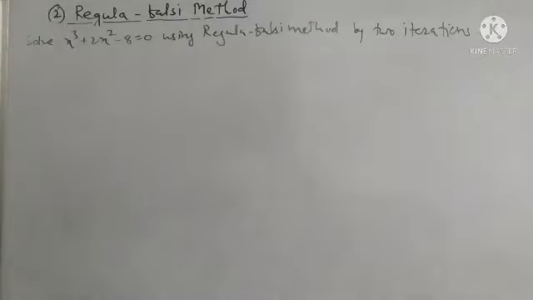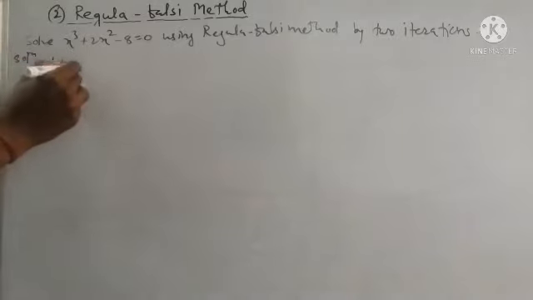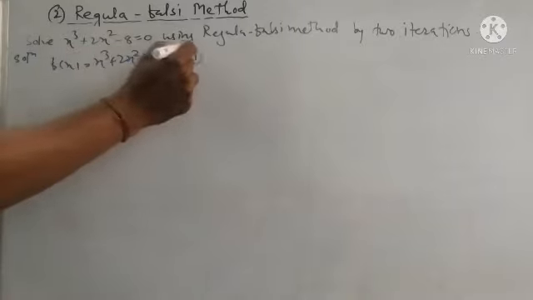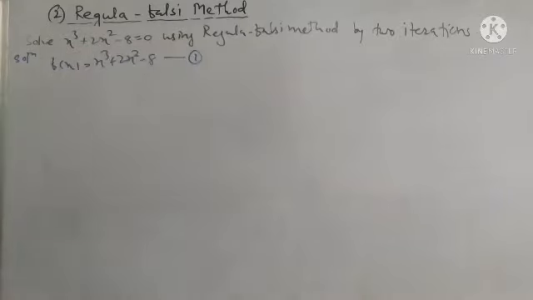Solve x cube plus 2x square minus 8 is equal to 0 by using regula falsi method up to 2 iterations. Now in this example we have given f of x as x cube plus 2x square minus 8. Put it as number 1. To find the interval in which the root lies, we take the value of x as an integer.